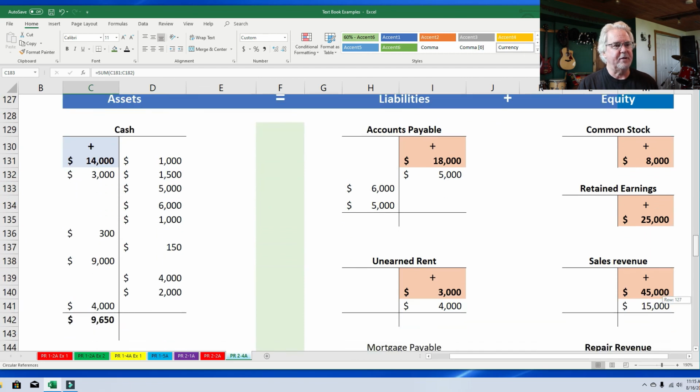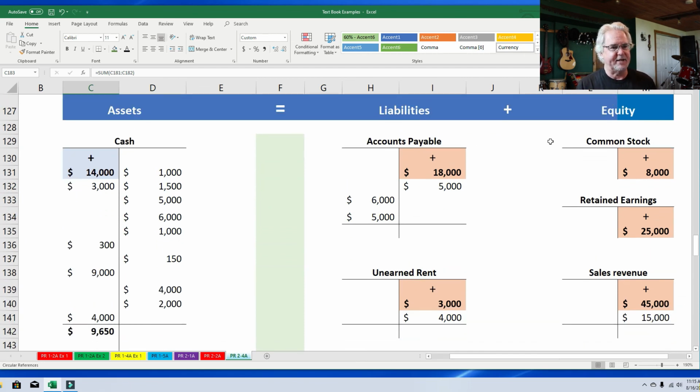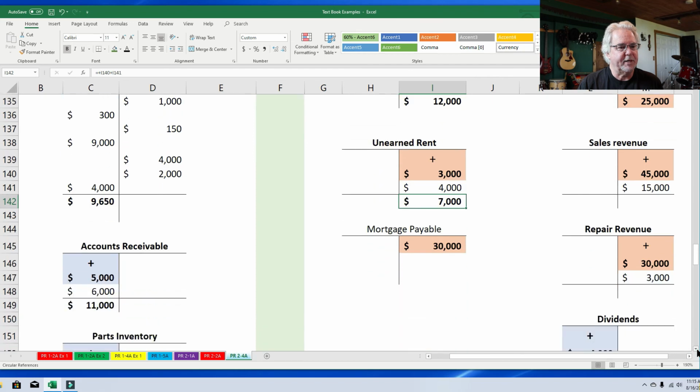Accounts payable. Now, everything on the right-hand side here, like liabilities and equity, works just like the left side, but the mirror image. So what we're going to do is add up the right, subtract away the left, see what we have. There we go. Add up the right, subtract away the left, you end up with $12,000. Let's take care of this unearned rent down here. There's nothing on the left, so let's just total it up. There we go, $7,000. Mortgage payable is already totaled up. There you are.